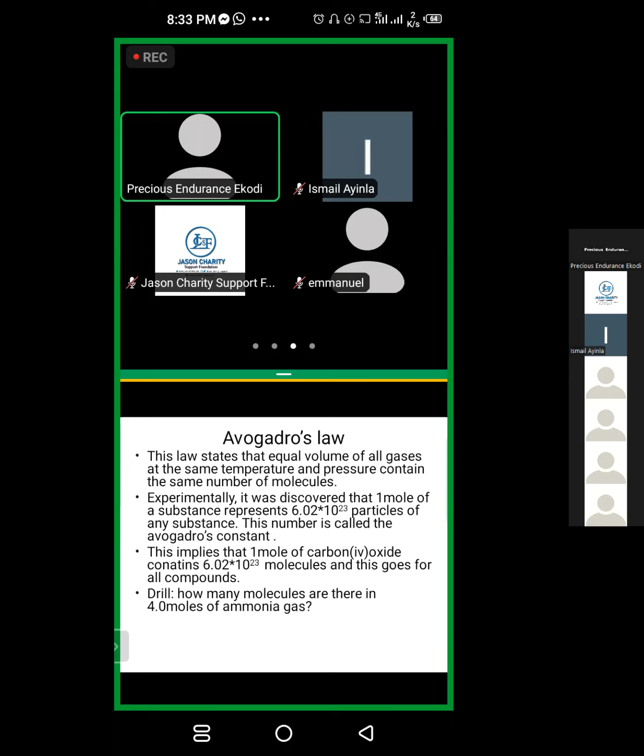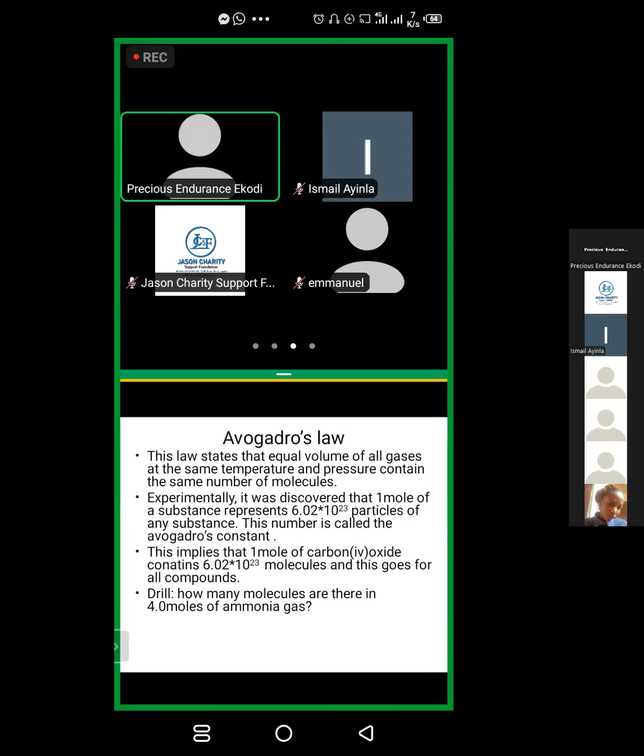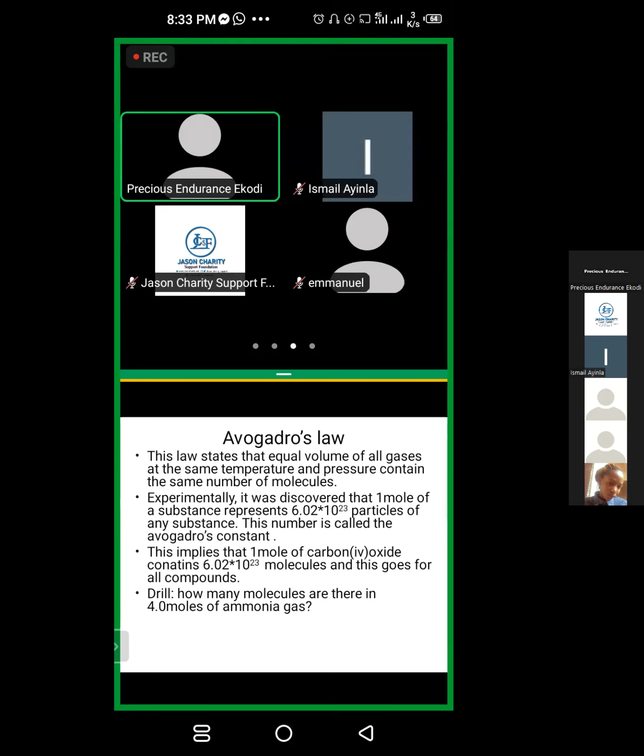Avogadro's law: equal volumes of all gases at the same temperature and pressure contain the same number of molecules. So if we have hydrogen gas and oxygen gas at equal volume, say 11 dm cube, and at the same temperature and pressure, these gases will contain the same number of molecules. And with this, we have what is called the Avogadro's number, presented as 6.02 times 10 raised to power 23 particles.